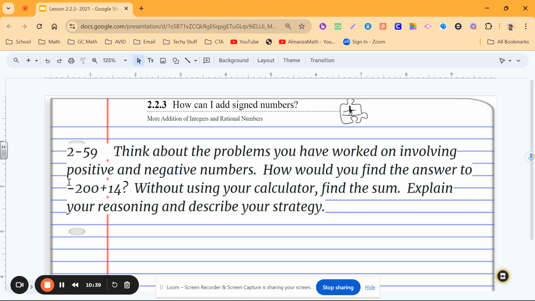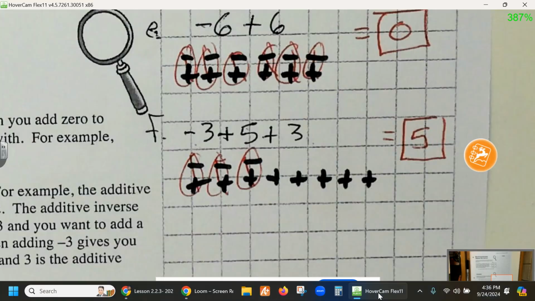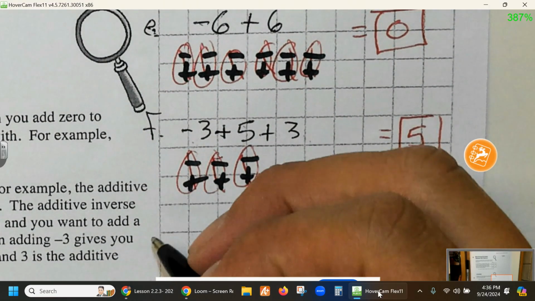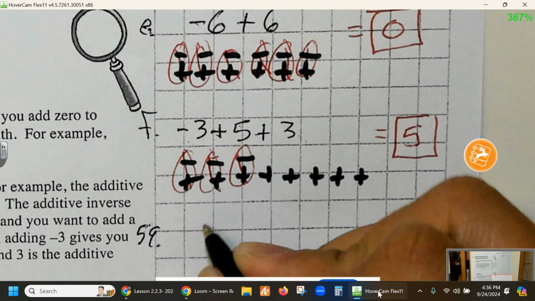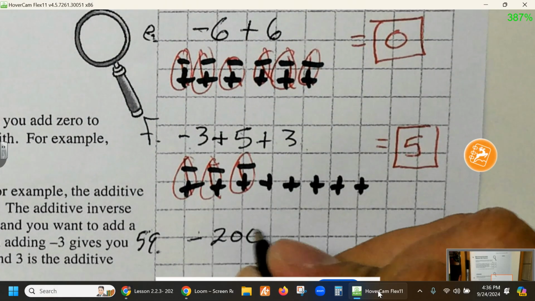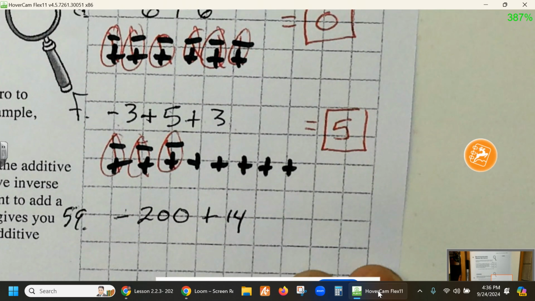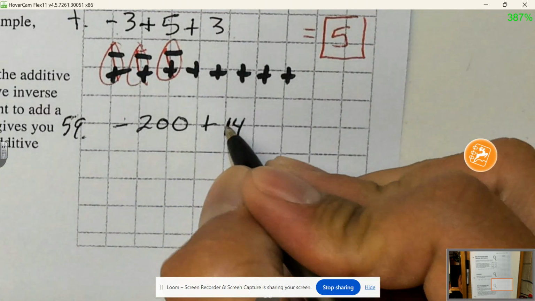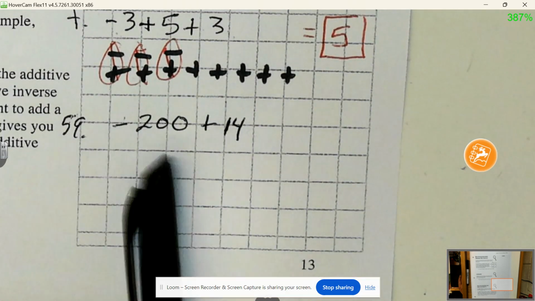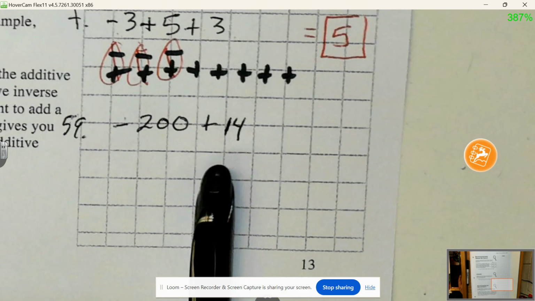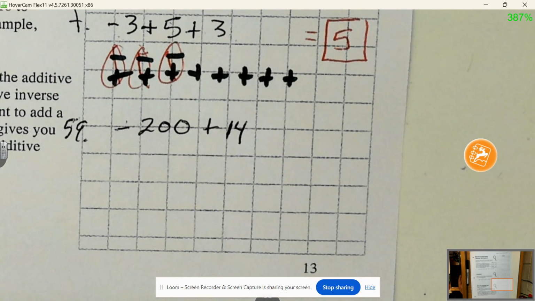So if you think about this problem, negative 200 plus 14. Now, first of all, how would we be able to add those? Okay, this is problem number 59. We have negative 200 plus 14. Now, first of all, is my answer going to be positive or is my answer going to be negative? All right, now if you were to picture them, you could see, okay, I'm going to have 200 negatives, so a big, huge pile of negatives, and I'm adding 14 positives to that pile. So how many zero pairs am I going to have? I'm going to have 14 zero pairs.